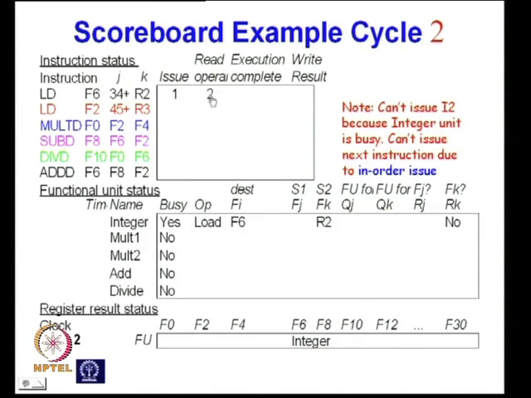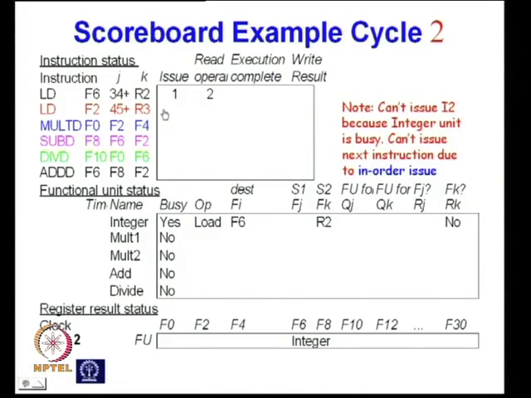this particular operation, the read operands, has taken place in the second cycle, but we cannot issue I2 because the integer unit is busy. It has only one integer unit, and so the second load instruction cannot unfortunately be issued, because it has led to a kind of structural hazard. Because of this structural hazard in the second cycle, the second instruction cannot be issued. Next instruction, due to in-order issue, nothing much has changed, except this particular status.